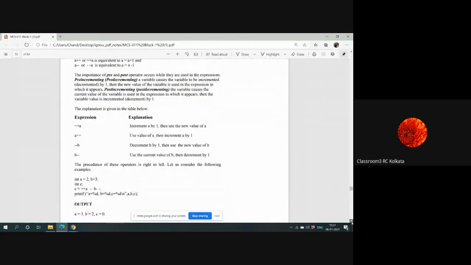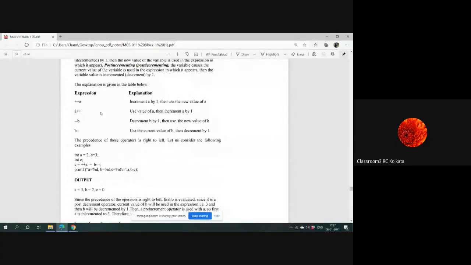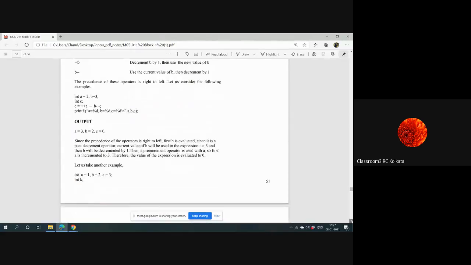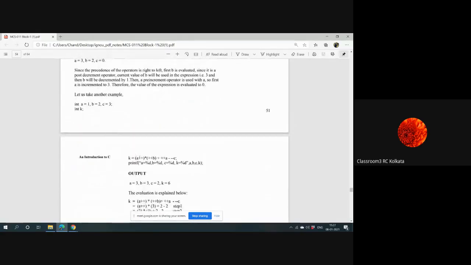So you have to keep these two things in mind, and similar operation for negative means decrementing of value. So see, the expression is k = a++ * ++b + ++a - --c. Now they have told the precedence of operators is right to left. So you have to check the statement from right to left. So which one is at rightmost?